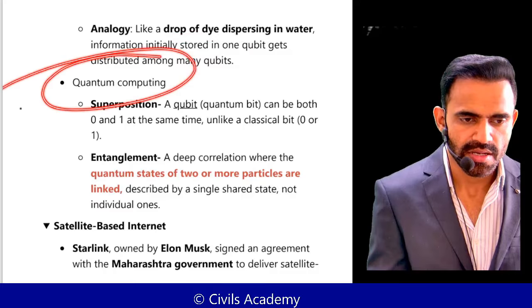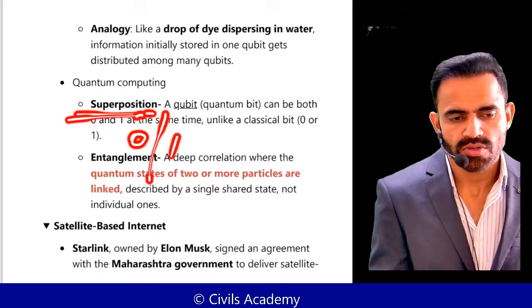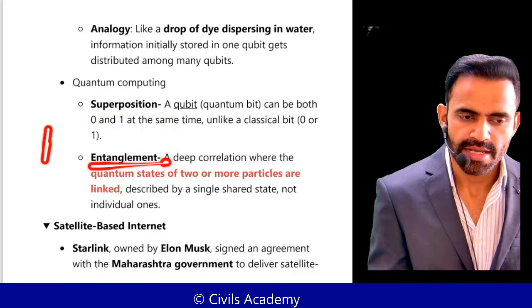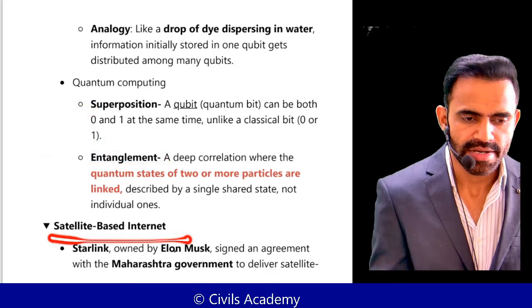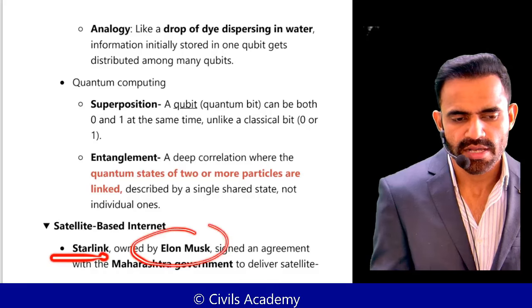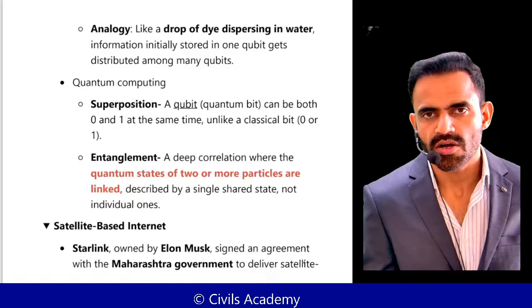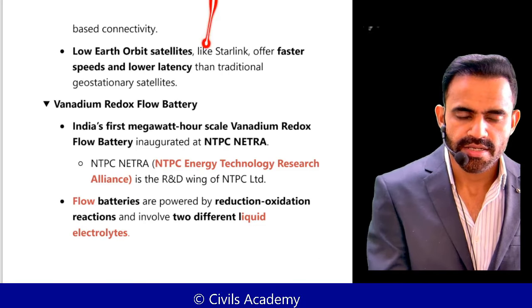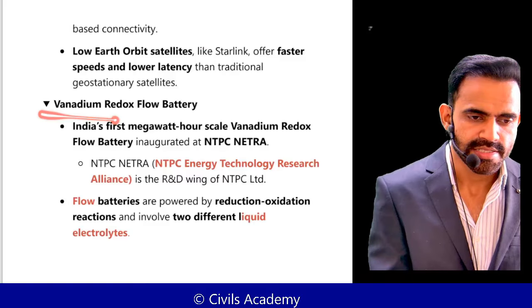Now there are two important principles of quantum computing: superposition. That means a conventional computer can store 0 or 1, but a quantum computer can store both. Entanglement. That means the position of one will influence the position of another. Next is satellite-based internet. We have already covered Starlink. This is a project by Elon Musk. Recently, it signed an agreement with the Maharashtra government to provide internet. See, understand, in this case, there won't be a requirement for a tower because the device will catch the signals from the satellite itself.